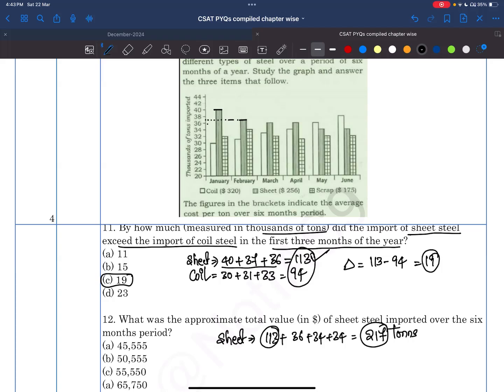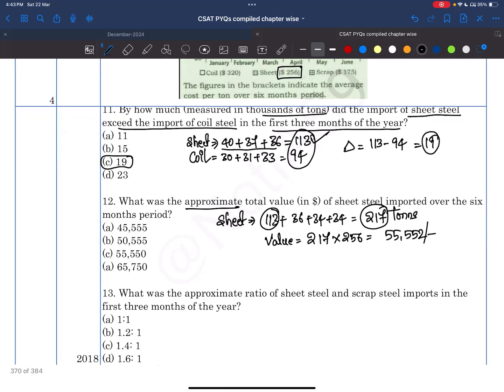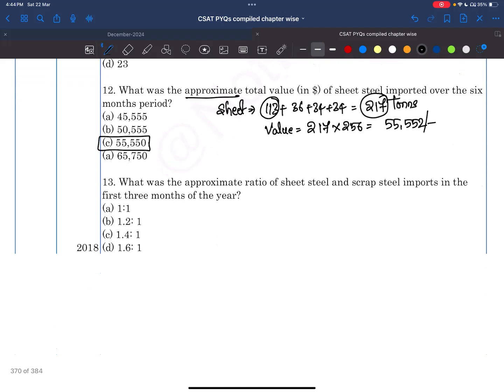What is it asking? It is asking for the total value. Value will be what? Quantity into price, right? What is the price? $256. So 217 into 256. Okay. After calculation, we'll be getting 55,552 rupees. It is asking for the approximate value. Right? It is almost nearest to this, right? Okay. No, answer is C.